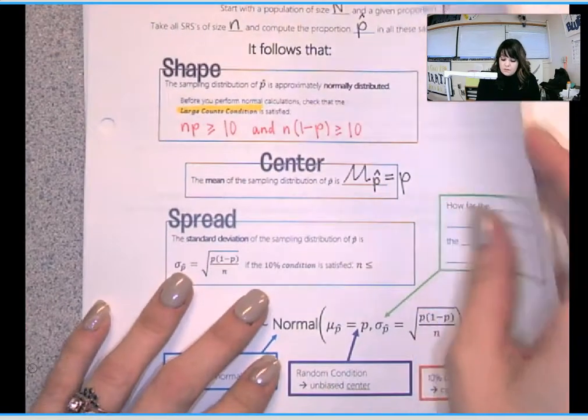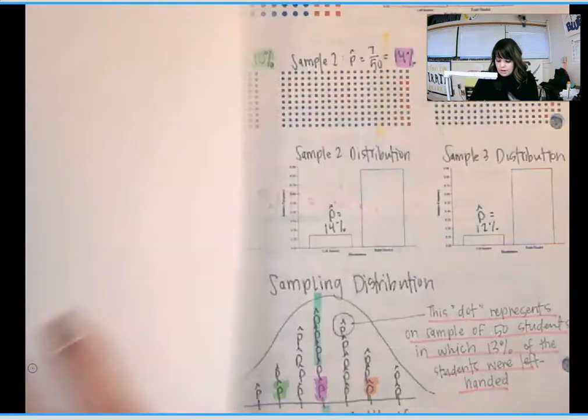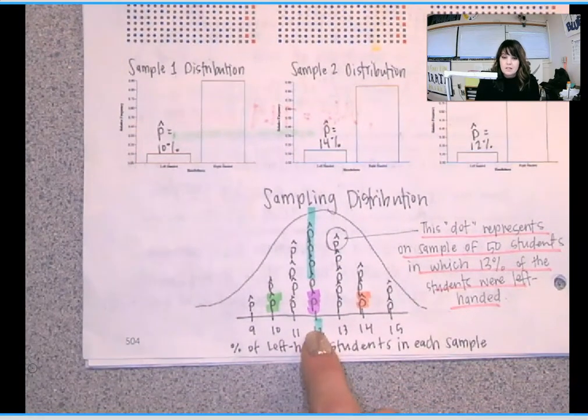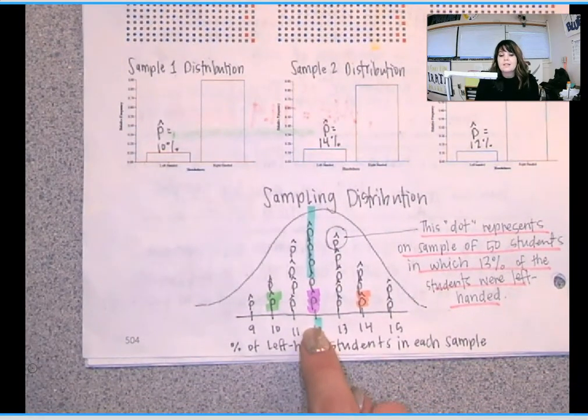This is just fancy for this. That is a fancy way of saying this. Our distribution is centered on the true value.